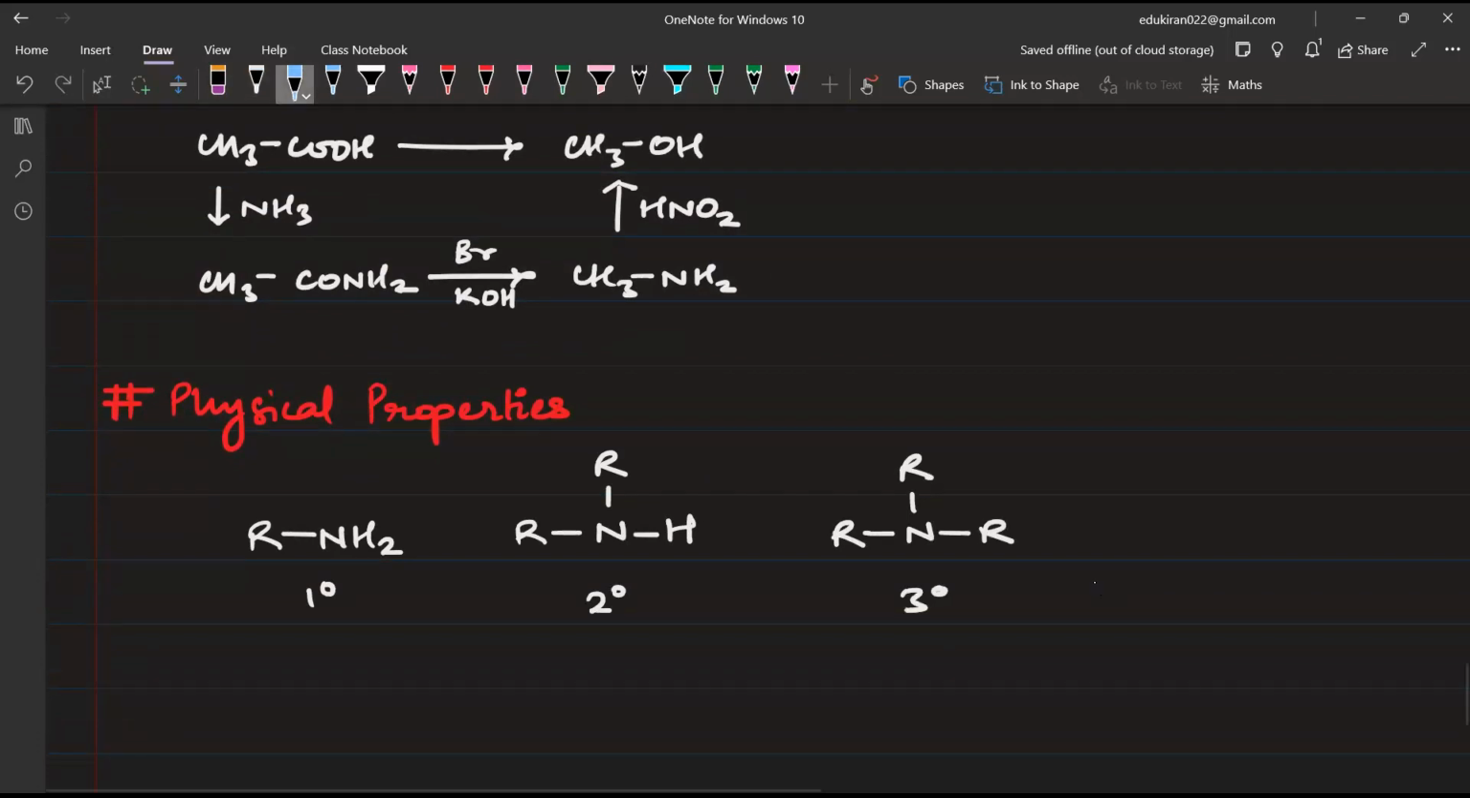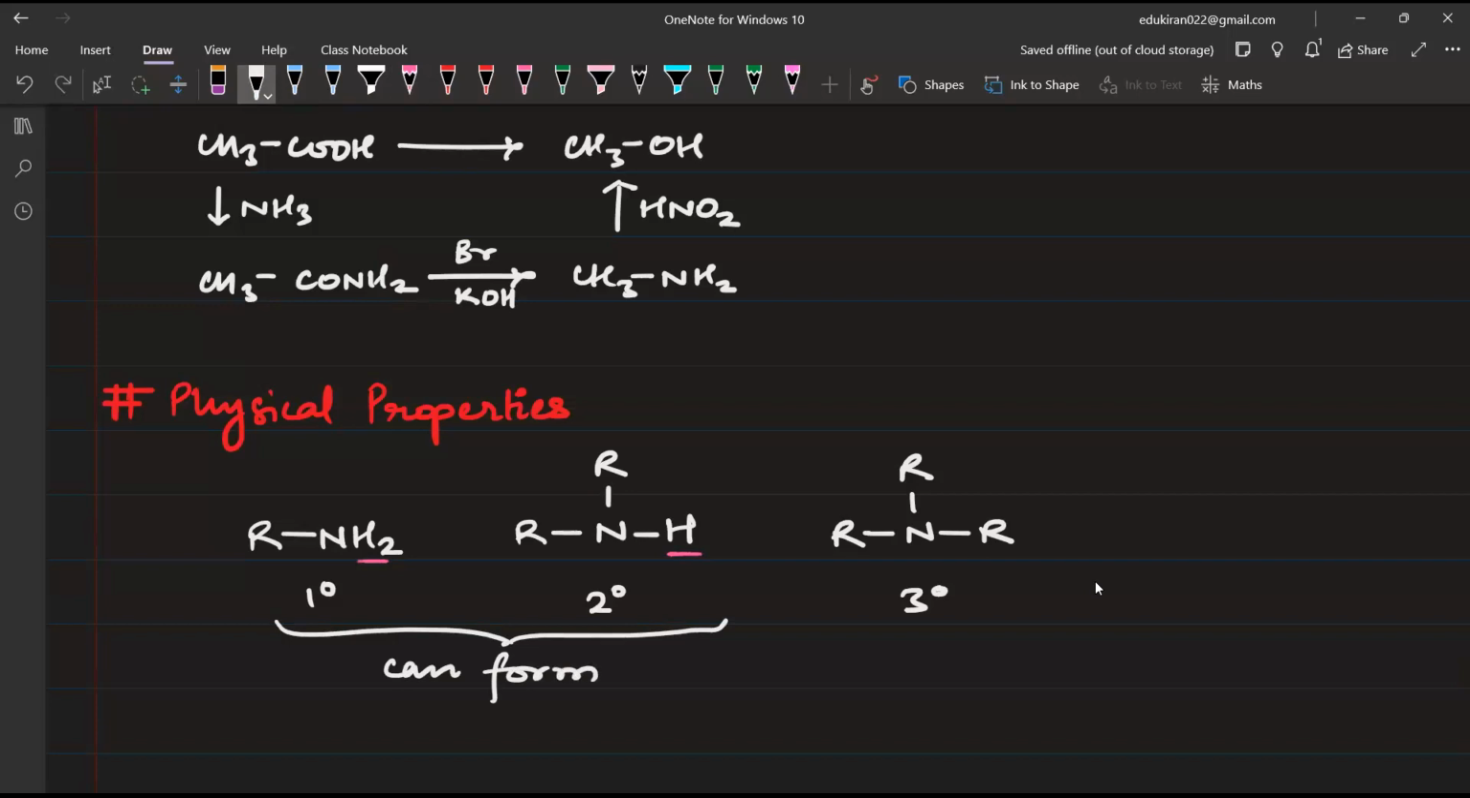Now, as you can see, this has 2 hydrogen atoms bonded with nitrogen, this has 1 hydrogen atom bonded with nitrogen, and here it does not have any hydrogen atom. So the 1 degree and 2 degree amines can form hydrogen bonds.